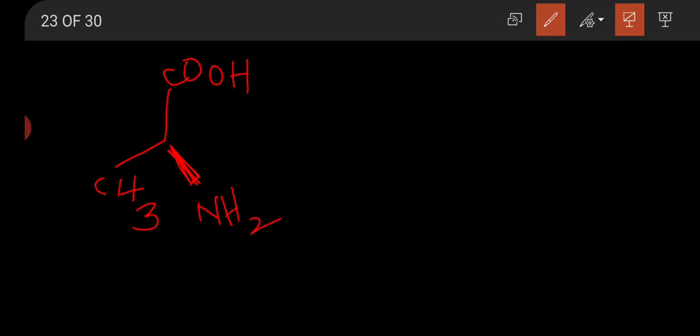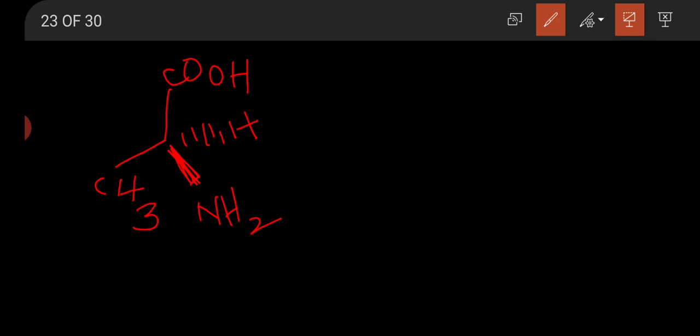Alanine: COOH and CH3 are in plane, with NH2 above the plane with a wedge, and the dash is hydrogen with a dotted line. Okay.